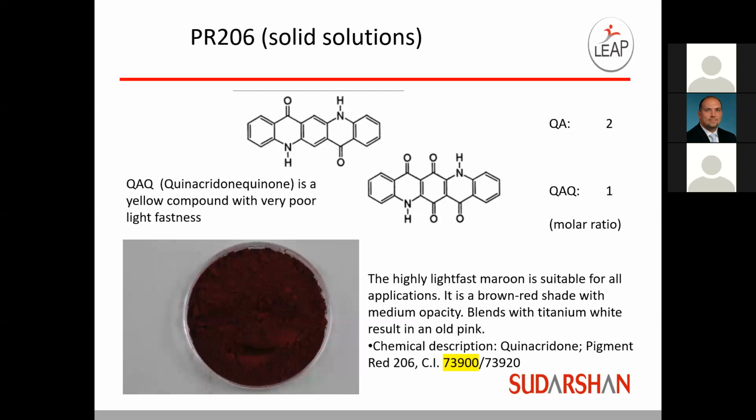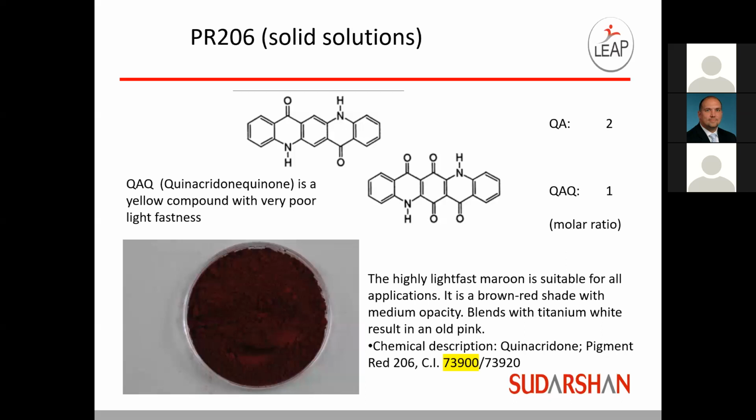The interesting thing to note here is when you are looking at the Pigment Red 206, it's in the general category of quinacridone pigments. It's got a unique color index name, the Pigment Red 206. However, if you look at the color index number, it's always going to have both parents, if you will, both the constituents of that solid solution represented in the color index number.